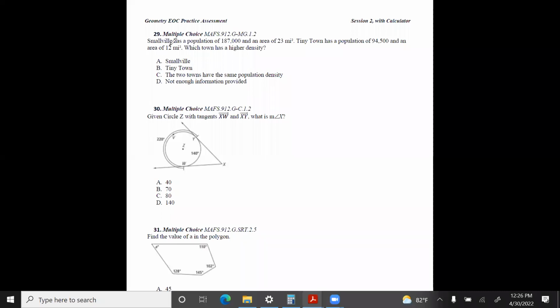All right, number 29. So Smallville has a population of 187,000 in an area of 23 miles squared. Tiny Town has a population of 94,500 in an area of 12 miles squared. Which town has the higher density? So they're looking at population density. So they're just taking each of those populations and dividing it by the number of miles to figure out the population per square mile.